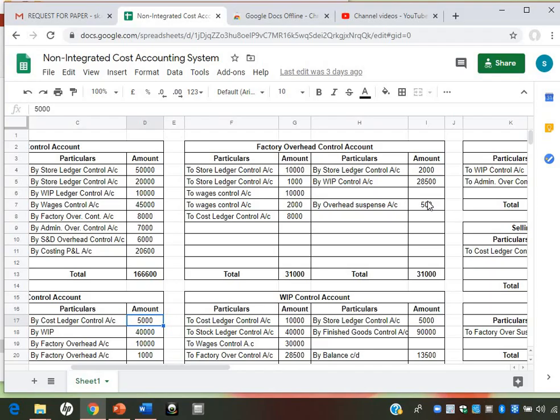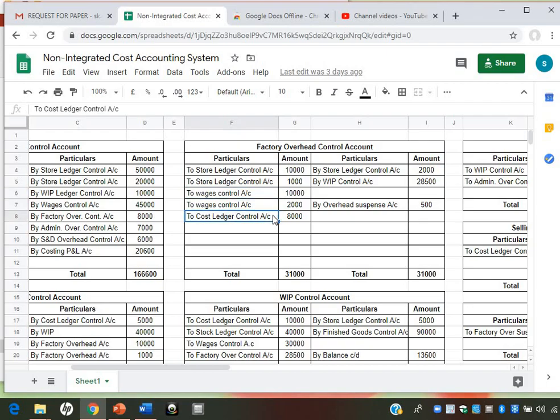Now you see this cost ledger control account, that is factory overhead account, debit to cost ledger. These are the direct expenses. This entry of rupees 8,000, this is the direct expenses. So indirect material, indirect wages, though it is normal loss.